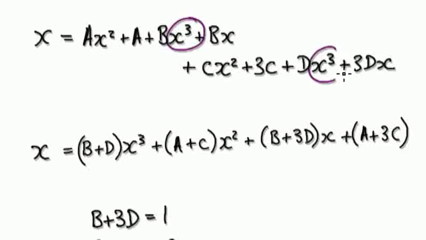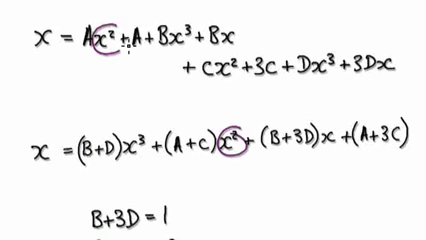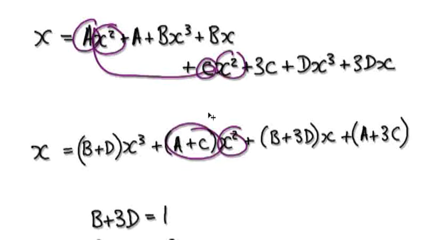X to the power 3, x to the power 3. So group these two together, so it's b plus d. And then the next one would be x squared. You've got x squared here, x squared here. So group the a and the c together. That will then give you a plus c.